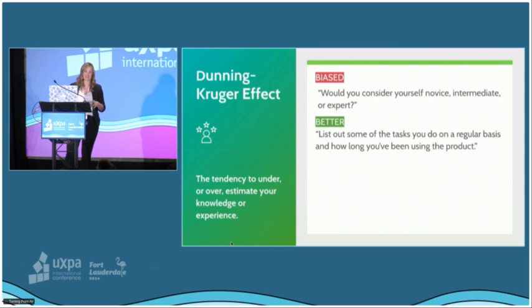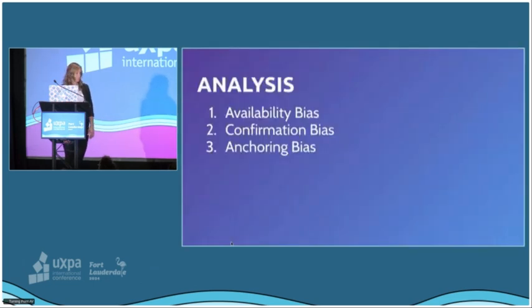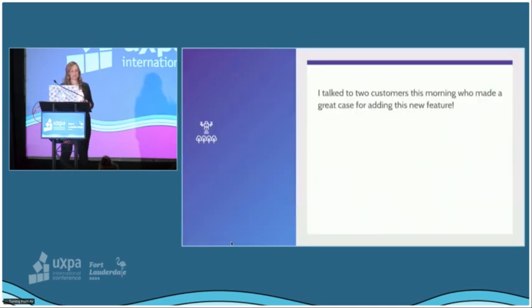If you're asking a group of experts to assess expertise, they're more likely to know with finite detail, but then you also have to know this as an expert and why are you asking the question? All right, so moving on to analysis. I'm going to talk about just three here: availability, confirmation, and anchoring.